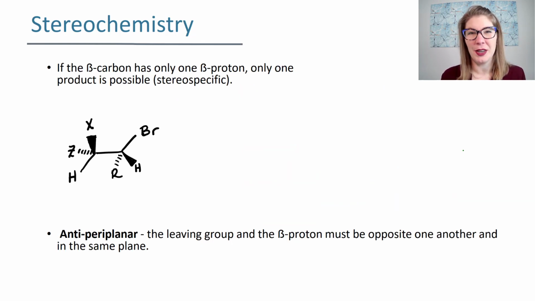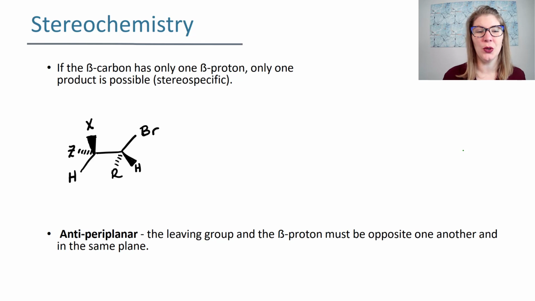There's one other idea that we need to spend some time talking about, and we're actually going to have a whole other video on just this idea and the previous slide. I just want to do a quick introduction to it. If you have a beta carbon that has only one beta proton on it, then you need to do some extra work. This is going to give rise to a stereospecific product. Stereospecific means that you only have one possible product at the end. Specific is what it means. Stereo means a certain stereochemistry. So you're only going to have one potential product at the end.